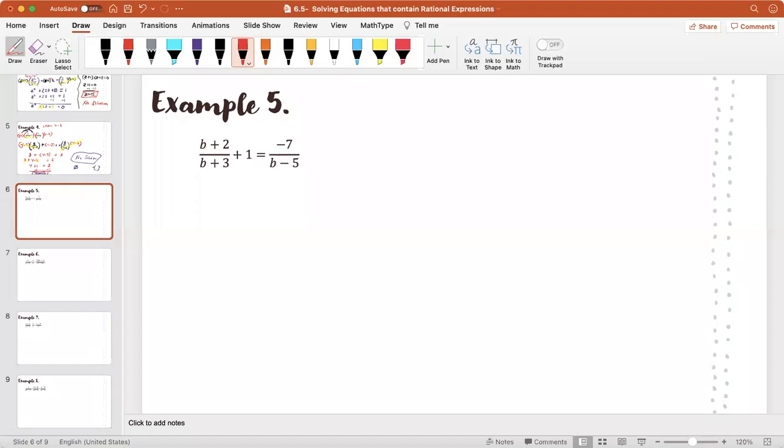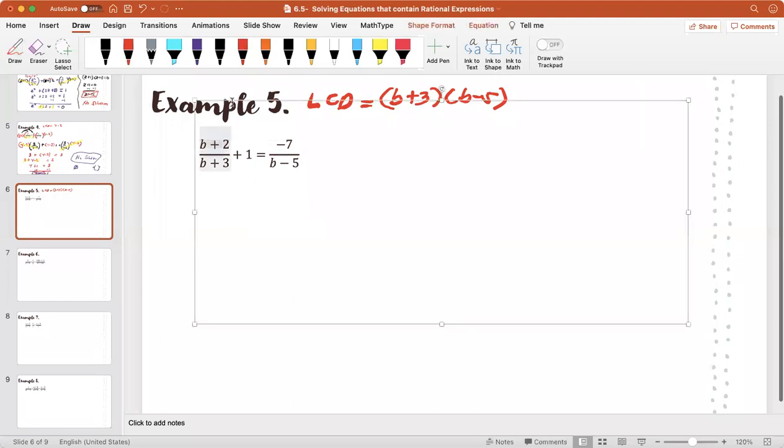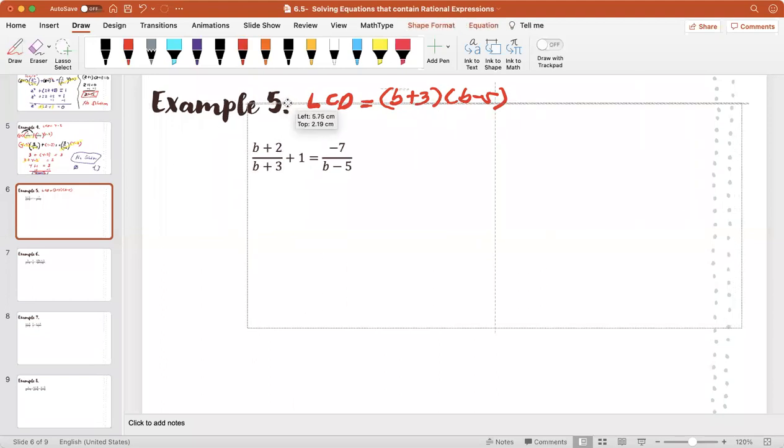So for example 5, our LCD here, since b plus 3 and b minus 5 can't be factored, and these are different binomials, different expressions, that means your LCD is simply their product, b plus 3 times b minus 5. Need more space here for this equation.